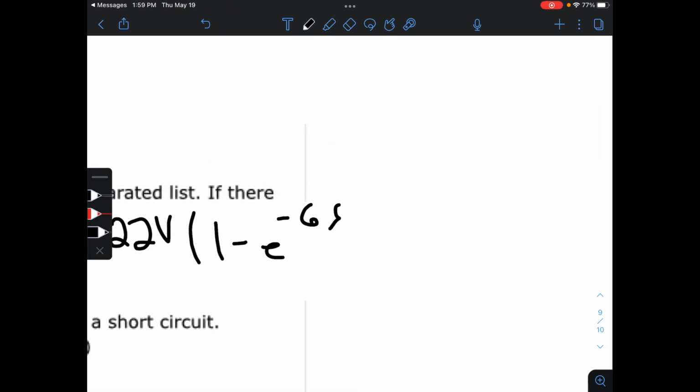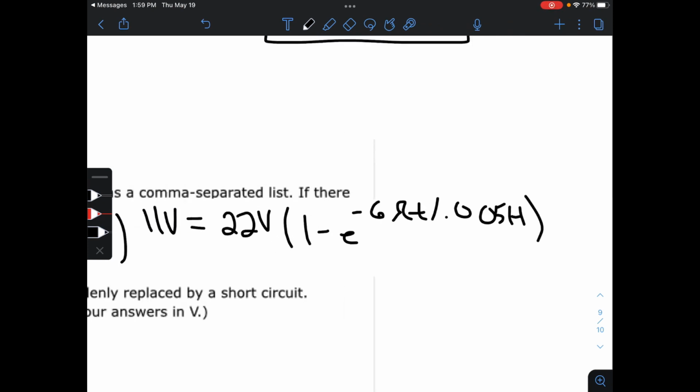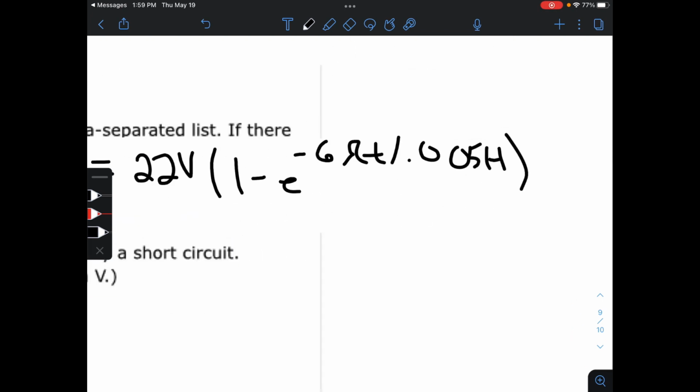I'm not going to show decimal points here, but you know they still do exist. 0.05 henries, because milliamps is negative third. Okay, and then just some manipulation at this point. We have 0.5 equals e to negative 12. Oh, not negative 12, negative 1200.